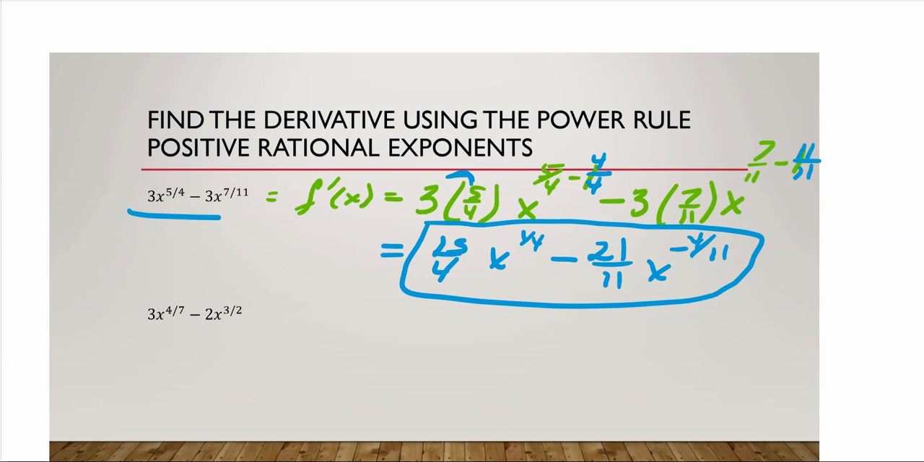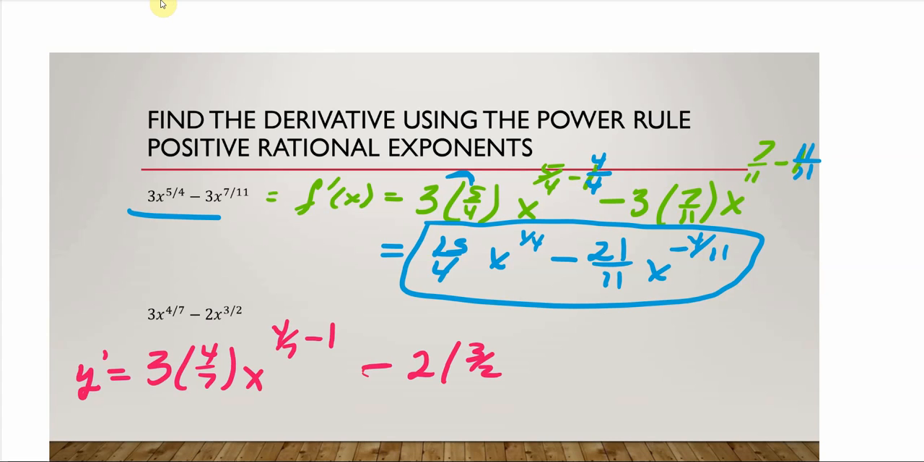All right, let's try the next one. I am going to have my derivative, which is y prime, is going to be 3 times 4 sevenths x to the 4/7 minus 1, minus 2 times 3/2 x to the 3/2 minus 1.